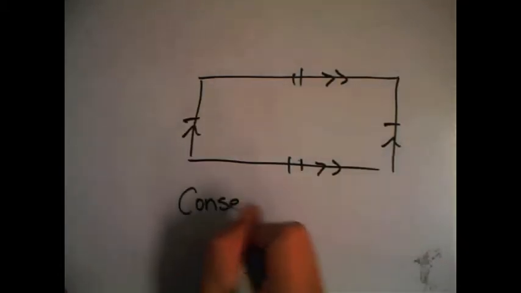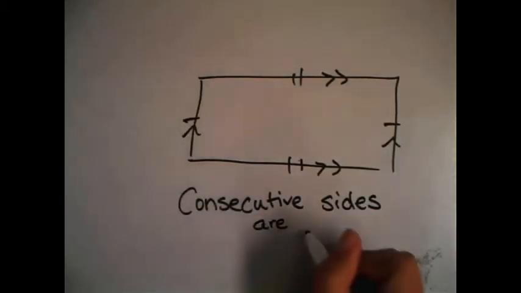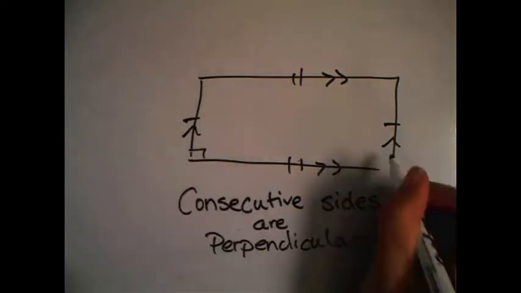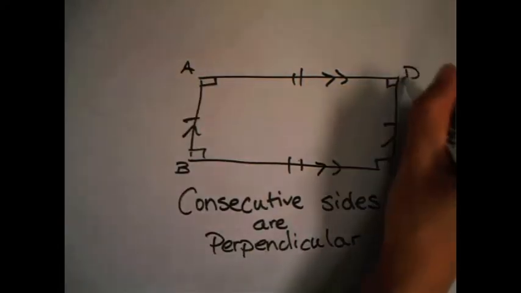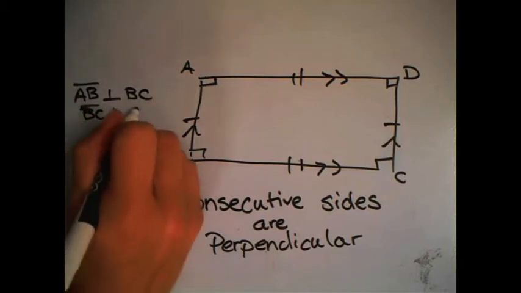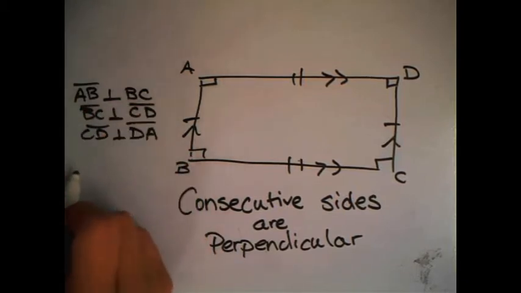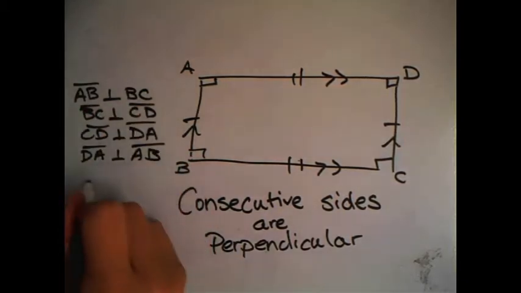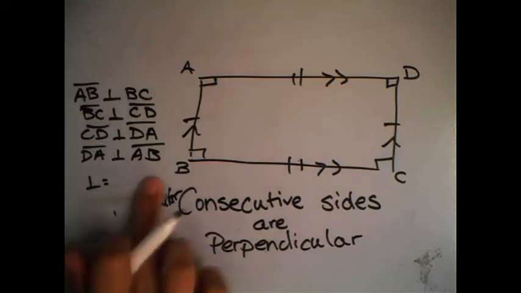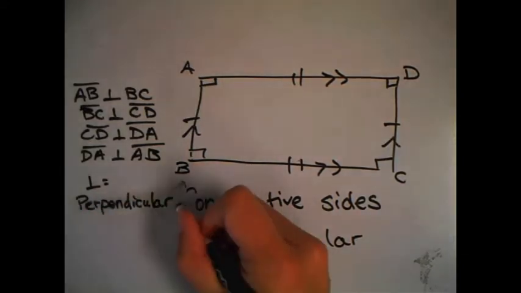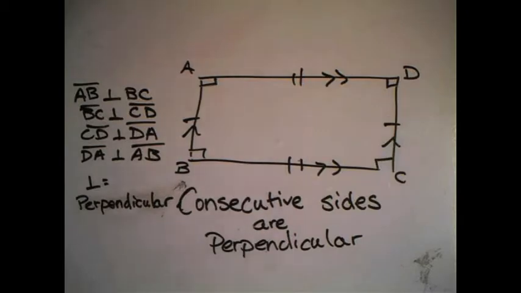Not only are opposite sides congruent and parallel, consecutive sides are perpendicular, which gives us those right angles, 90 degrees. There's the symbol for perpendicular. Each consecutive side, each pair of sides are perpendicular to each other.